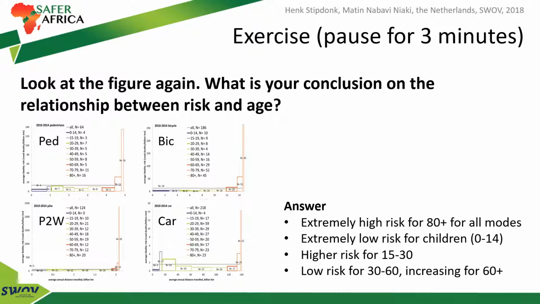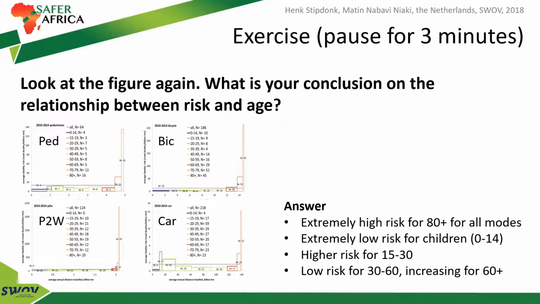As you can see from the graphs, the highest risks are for the people with highest age, 80 or over. But fortunately, their distance traveled is very small, especially for the high-risk power two-wheelers. We hardly have any people over the age of 80 who are traveling on a power two-wheeler, which is fortunate because their risk is very extremely high.